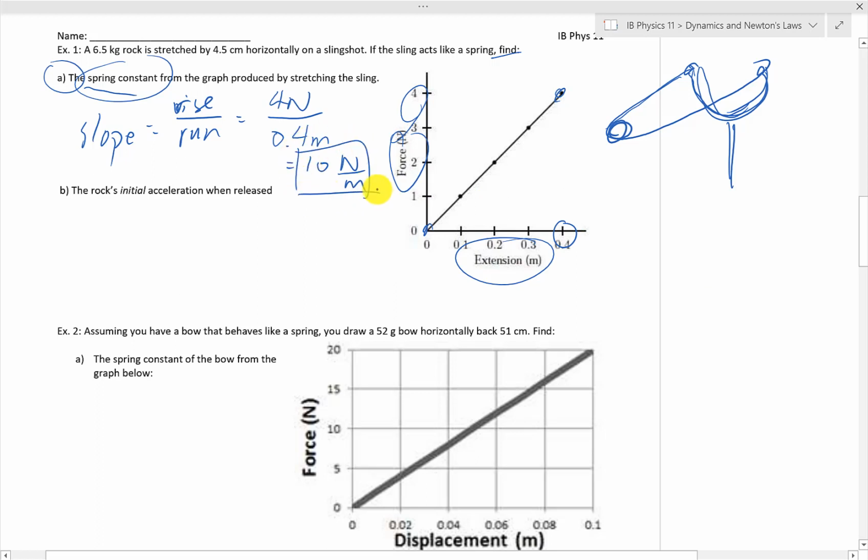The next up, we have question B. What is the rock's initial acceleration when released? Okay, so let's slow down there. So let's record a few things before we move on. First of all, we have a mass here, which is in kilograms.